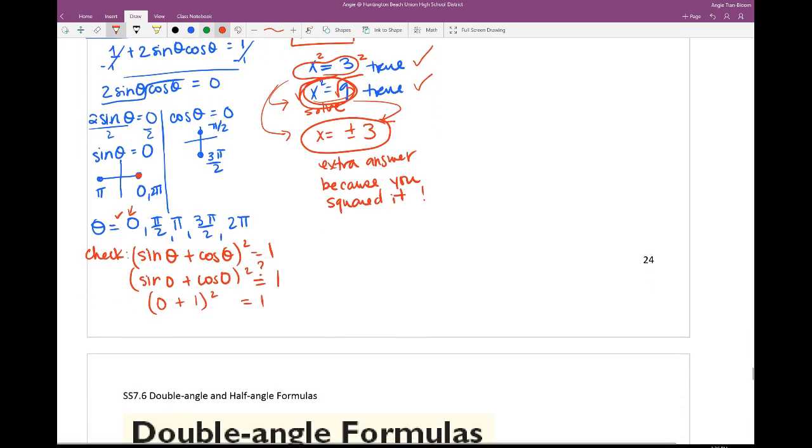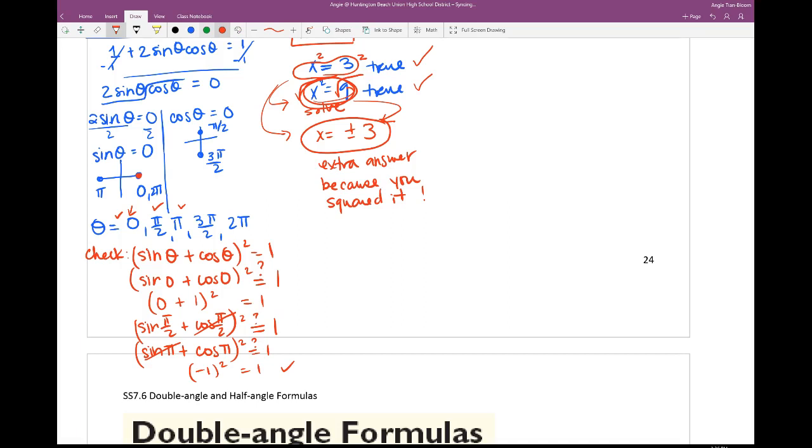How about pi over 2? Sine of pi over 2 plus cosine of pi over 2, everything squared, equals 1? Well, cosine of pi over 2 is 0. Sine of pi over 2 is 1. 1 squared is 1. Check, I can keep that. How about pi? Sine of pi plus cosine of pi, everything squared, equals 1? Well, sine of pi is 0, so that goes away. Cosine of pi is negative 1. Remember, everything's squared. So check, I can keep that.